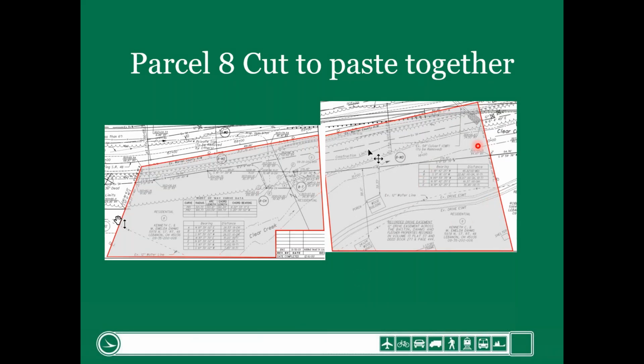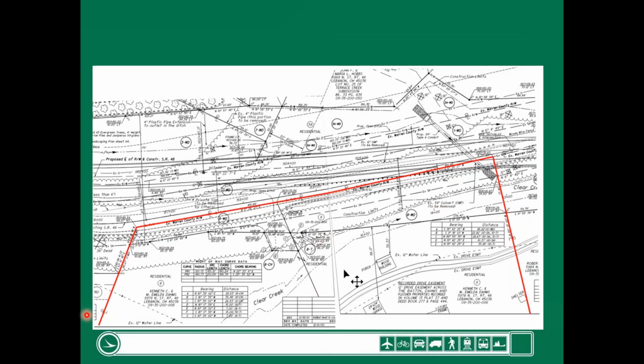So we'll zoom in here. I've cut out, just highlighting where parcel 8 is on sheet 8 and where parcel 8 is on sheet 7, and I've pasted them together, highlighted the property. And you're probably asking yourself, why are you doing this? Well, it's going to make it a lot easier to understand the summary of additional right-of-way.